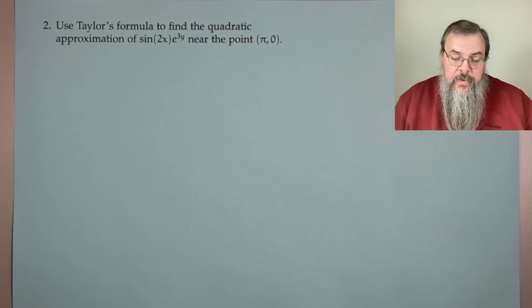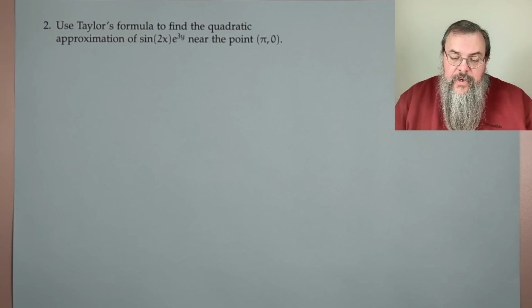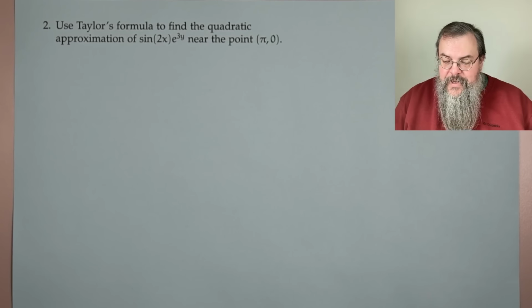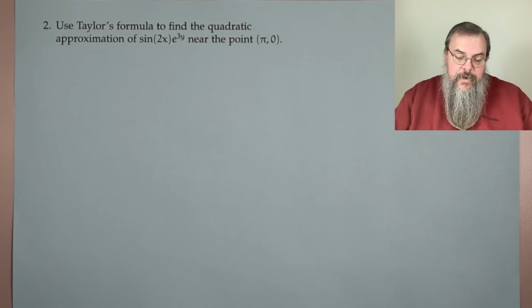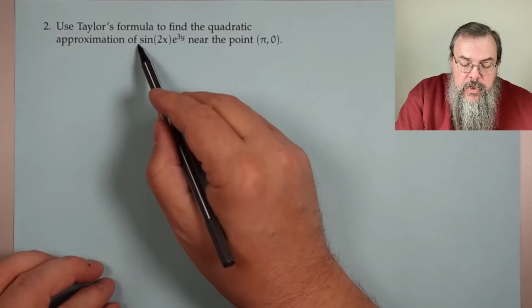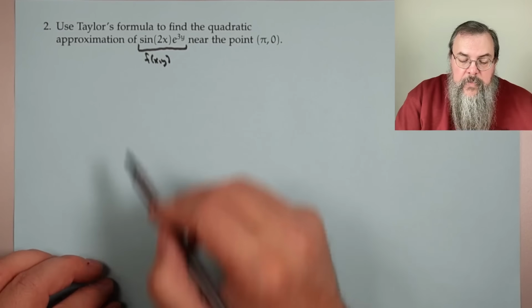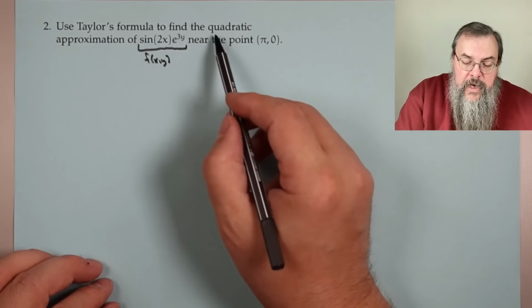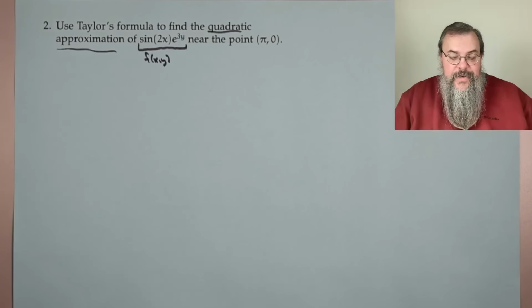Use Taylor's formula to find the quadratic approximation of sine of 2x times e to the 3y near the point pi, 0. Okay, so Taylor's formula just says the formula for quadratic approximations. And so in particular, let's suppose we think of this as our f of xy. Then, for a quadratic approximation, that means we're going to go up through second order derivatives.